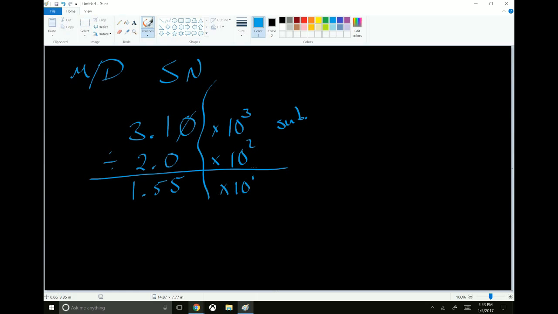So for division, you divide the numbers, subtract the exponents. Then for multiplication, you multiply the numbers, you add the exponents.